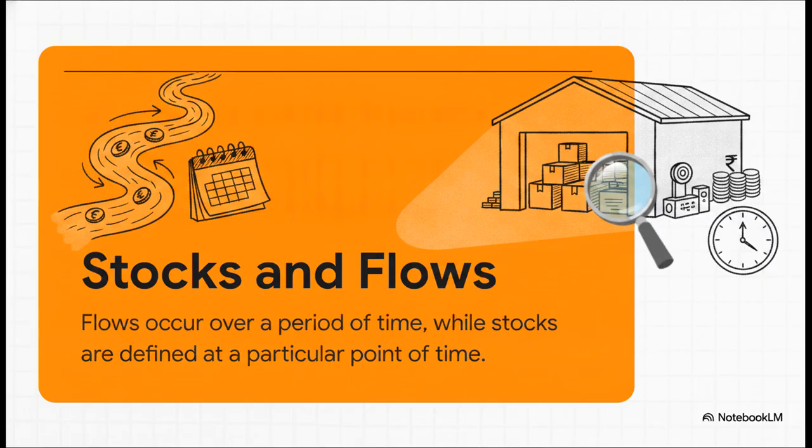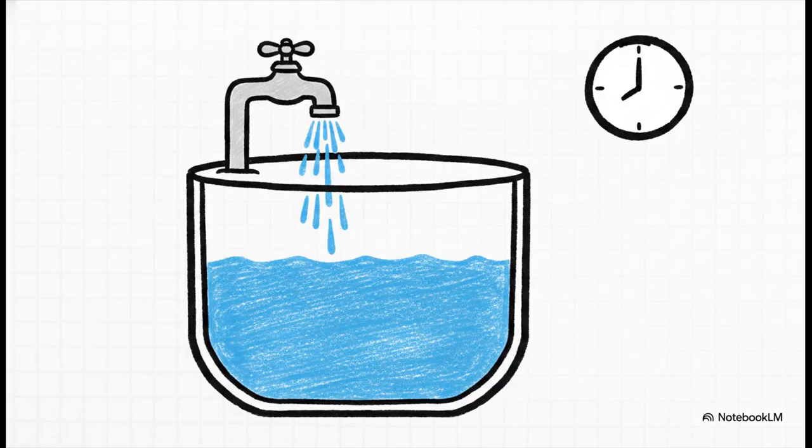A stock, though, is a snapshot at one exact moment, like checking the total number of machines sitting in a warehouse right now. I actually love the water tank analogy for this, because it grounds it so perfectly in reality. Picture a water tank. The water flowing out of the tap and into the tank every minute, that's a flow. But the total volume of water just sitting in the tank at exactly 2 p.m. today, that's a stock.